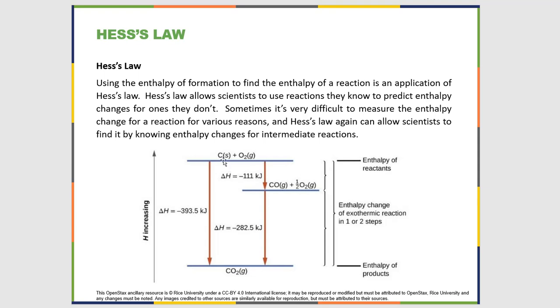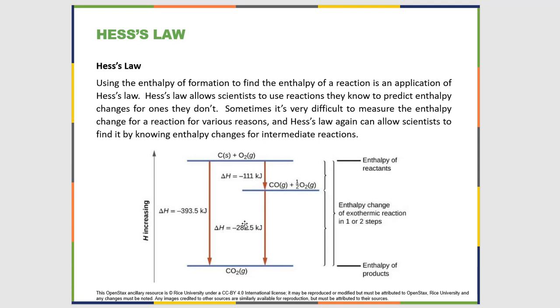So let's look at this example. Here we have carbon plus oxygen yields CO2. The enthalpy of this reaction is minus 393.5 kilojoules. Here we have carbon plus oxygen yields CO plus half an O2, this intermediate reaction. This is minus 111 kilojoules. If we then take the CO and we add half an O2 to it and we form CO2, that will release 282.5 kilojoules. If you notice, this step plus this step, minus 111 plus minus 282.5, equals minus 393.5 kilojoules.